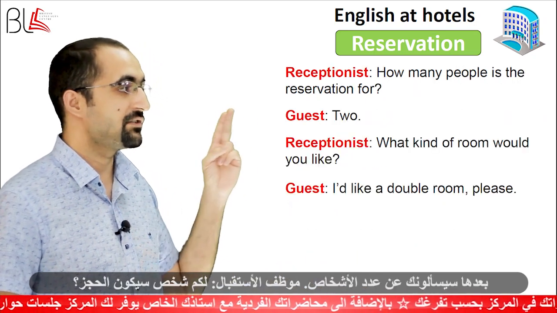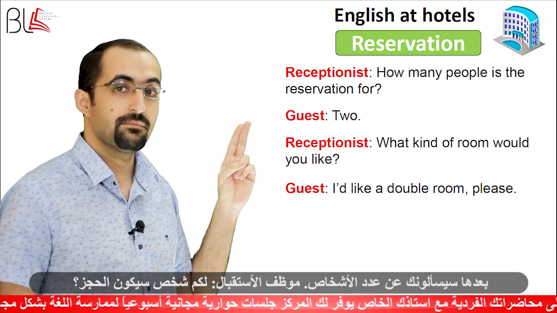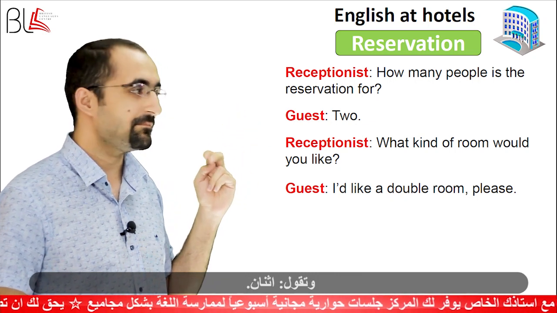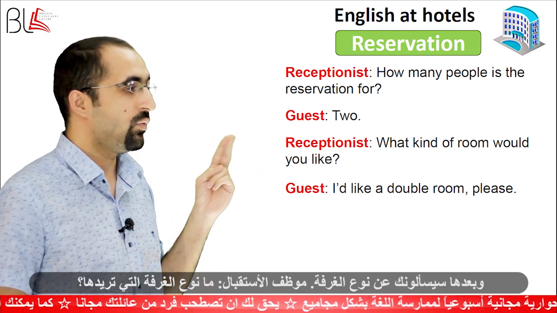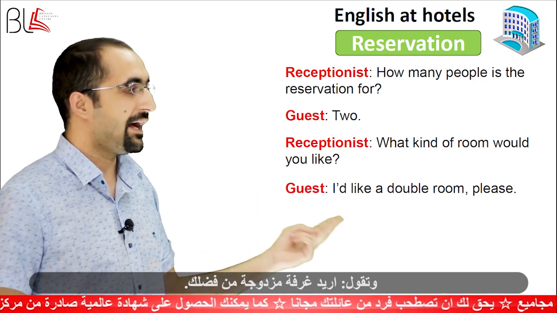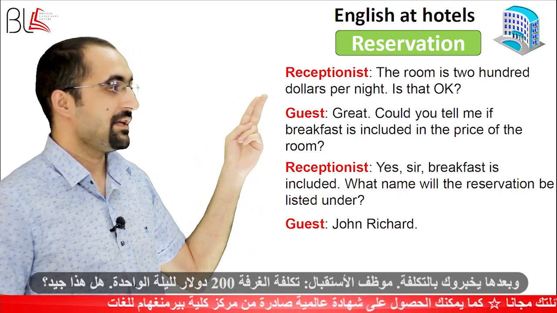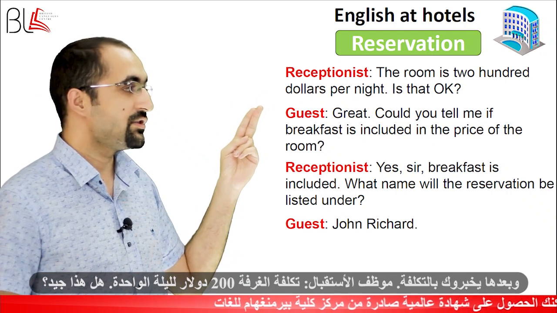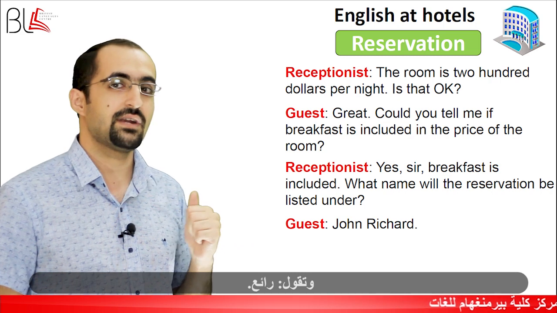And then they ask you about the number. "How many people is the reservation for?" You can say 2. And then they ask you about the kind or type of the room. "What kind of room would you like?" You can say, "I'd like a double room, please." And then they tell you the cost. "The room is $200 per night. Is that okay?" You can say, "Great."